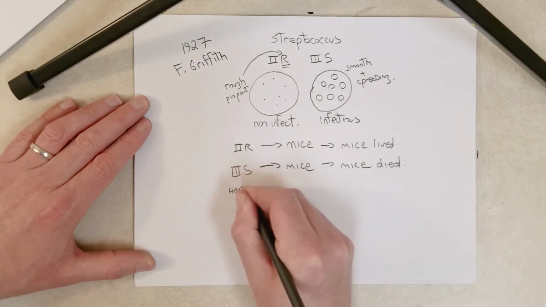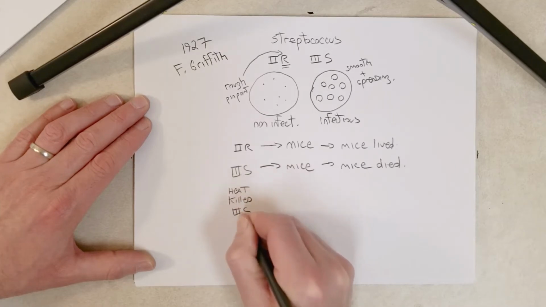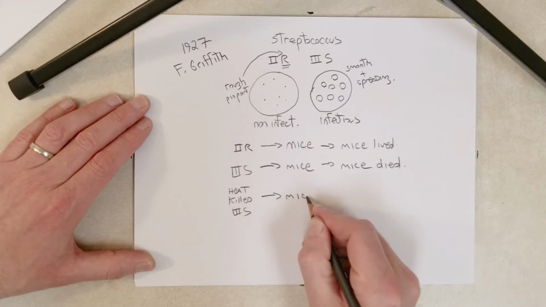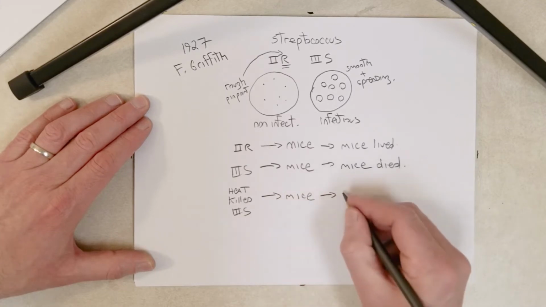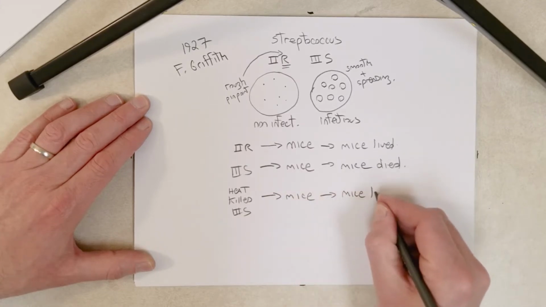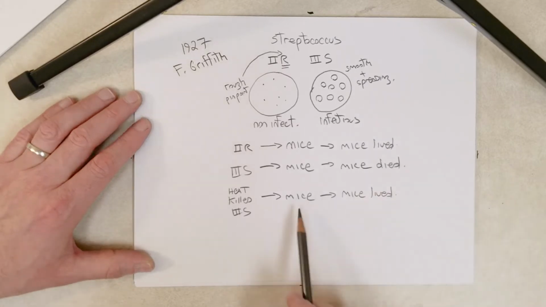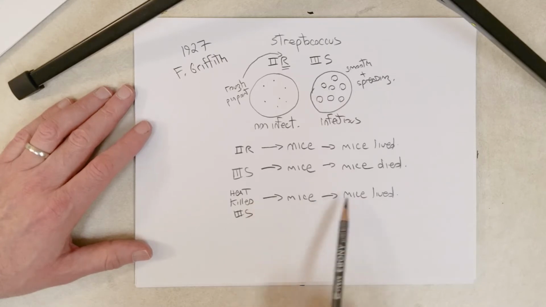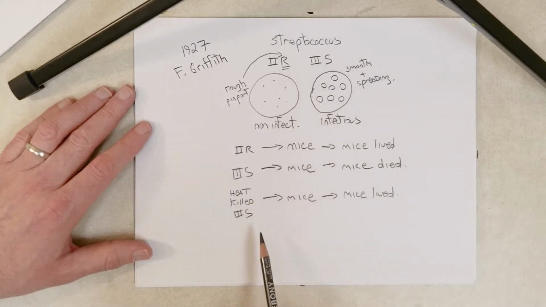Now he heat killed the bacteria, injected the heat killed 3S into mice, and the mice lived, which indicated that, okay, the 3S bacteria needed to be alive in order to cause the infection in a mouse.